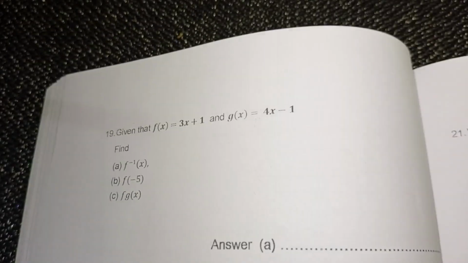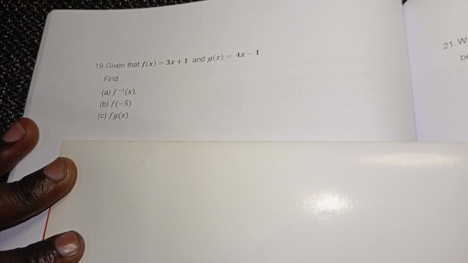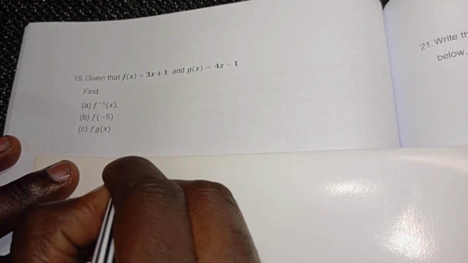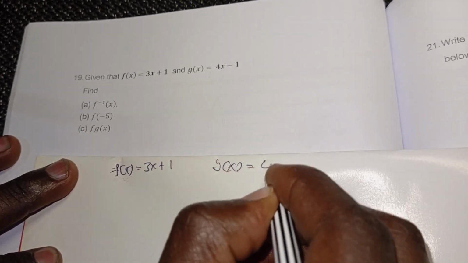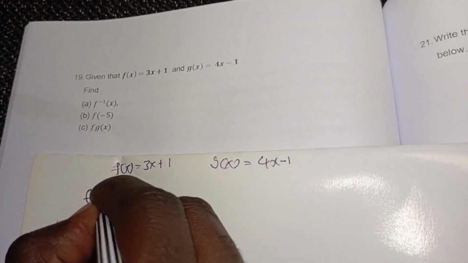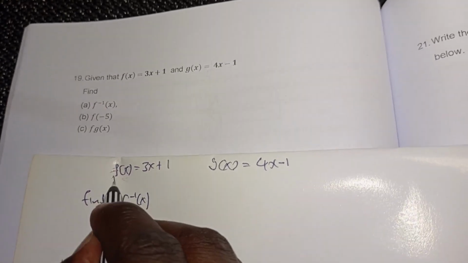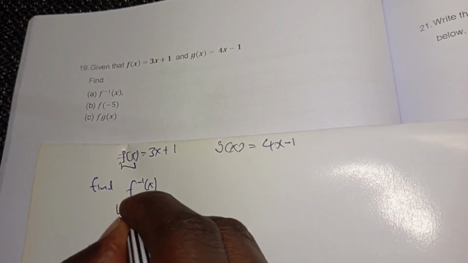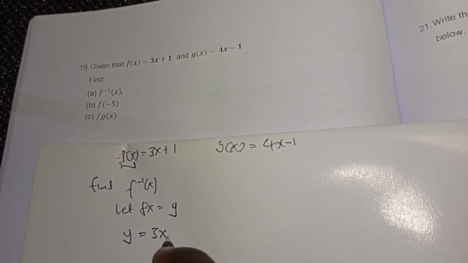Go to question 19. Okay, it was a nice paper. Question 19 says, given that f of x is equal to 3x plus 1, g of x is equal to 4x minus 1. Find the inverse. So in finding the inverse, we are going to let f of x be equal to y. So y will be equal to 3x plus 1.